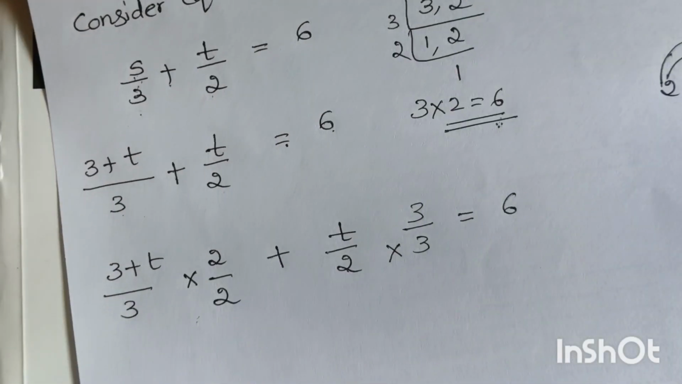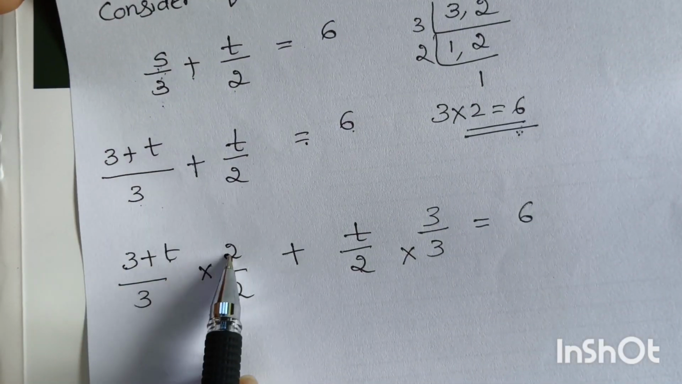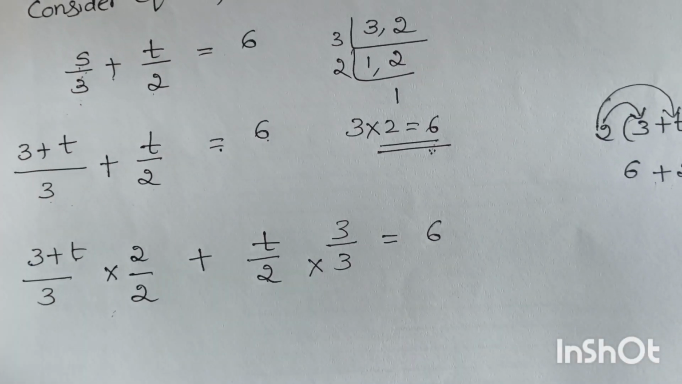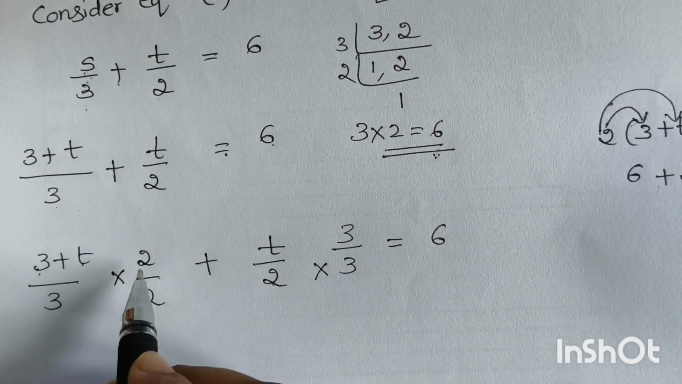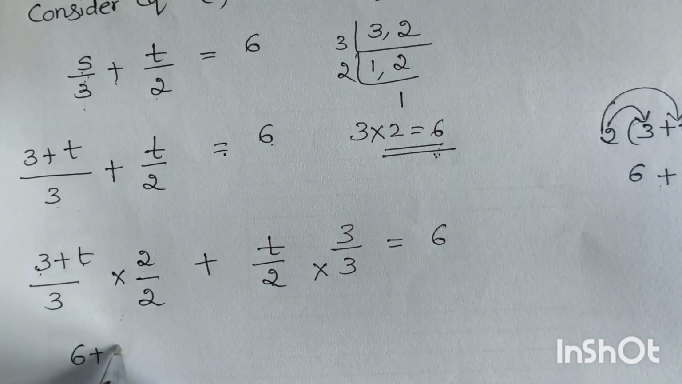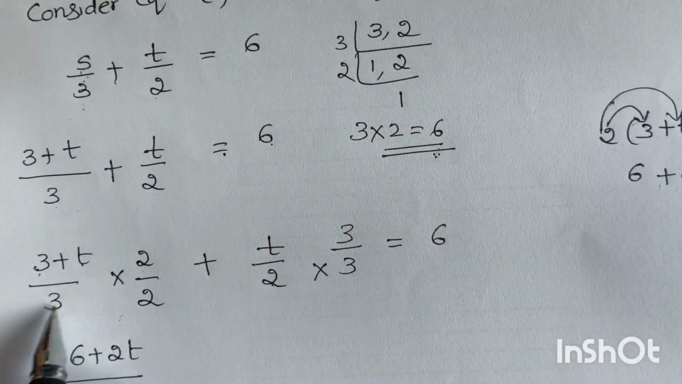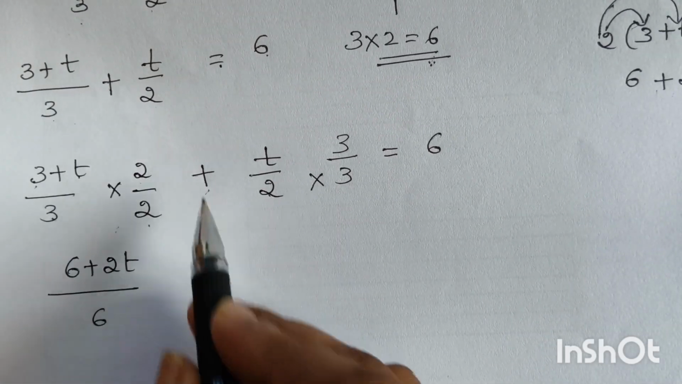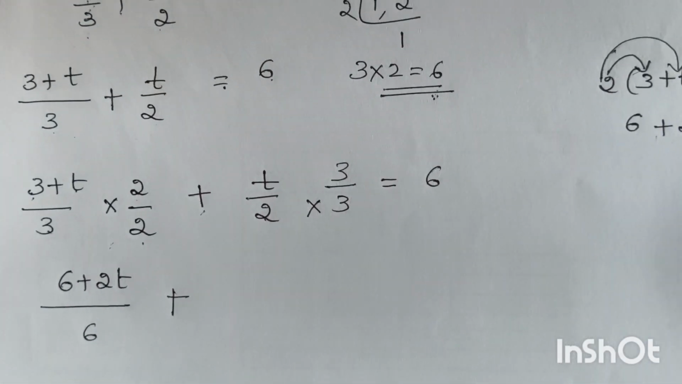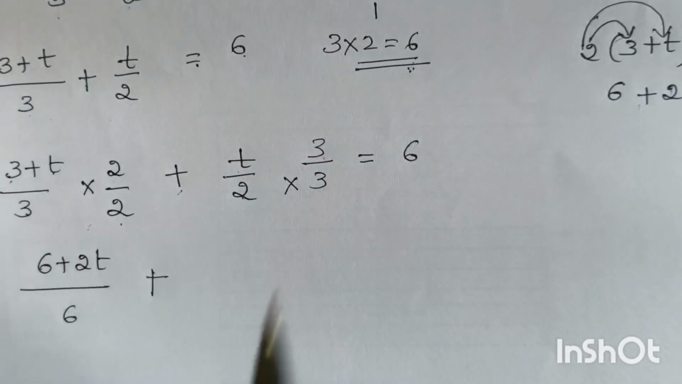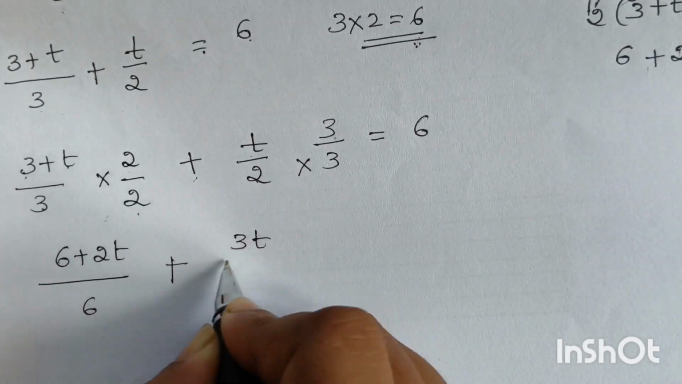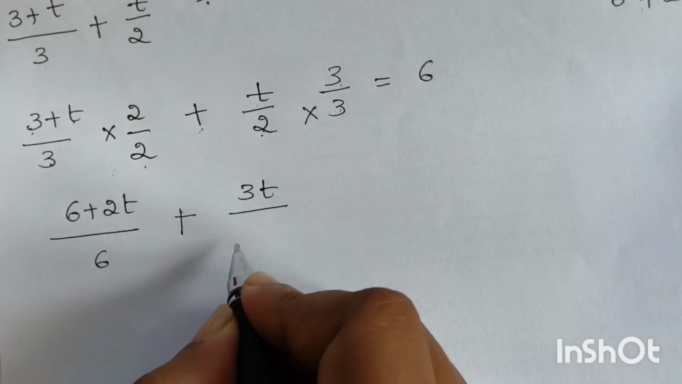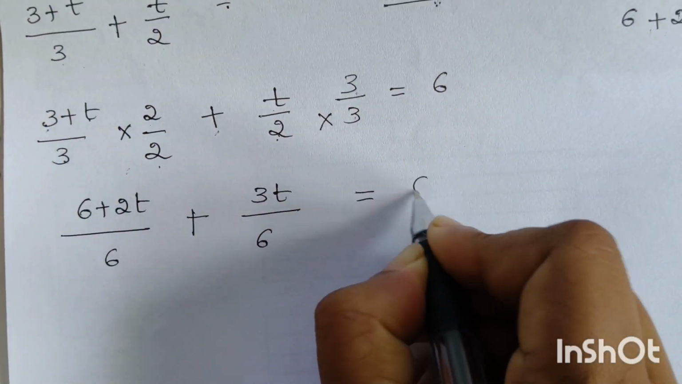Okay. Therefore 3 plus t into 2, what will it become? 6 plus 2t. 3 plus t into 2 is 6 plus 2t, divided by 3 2s are 6. For this plus, let me write plus t into 3, which is 3t, divided by 2 into 3 is 6, equal to 6.